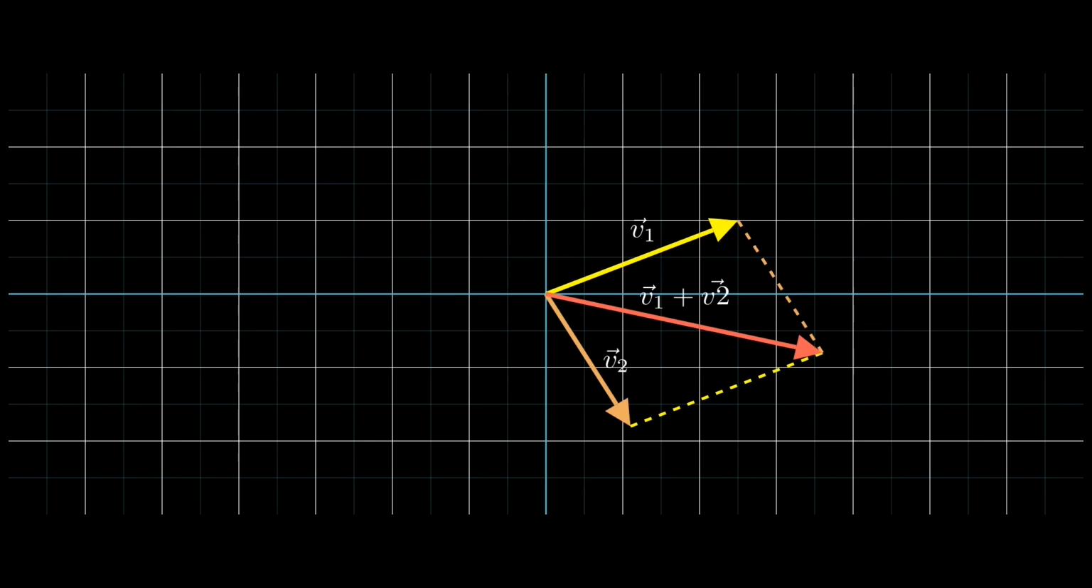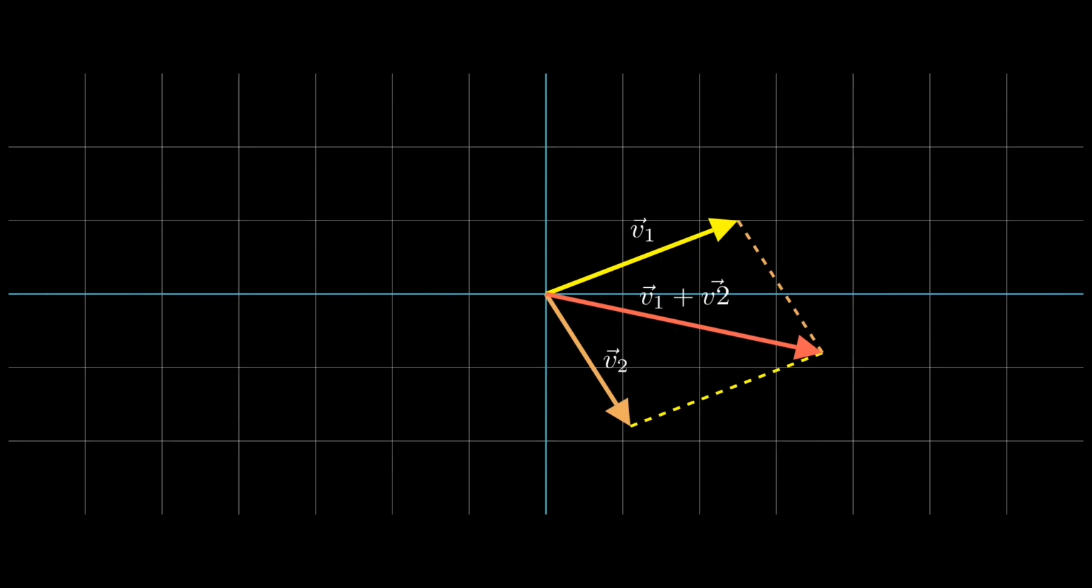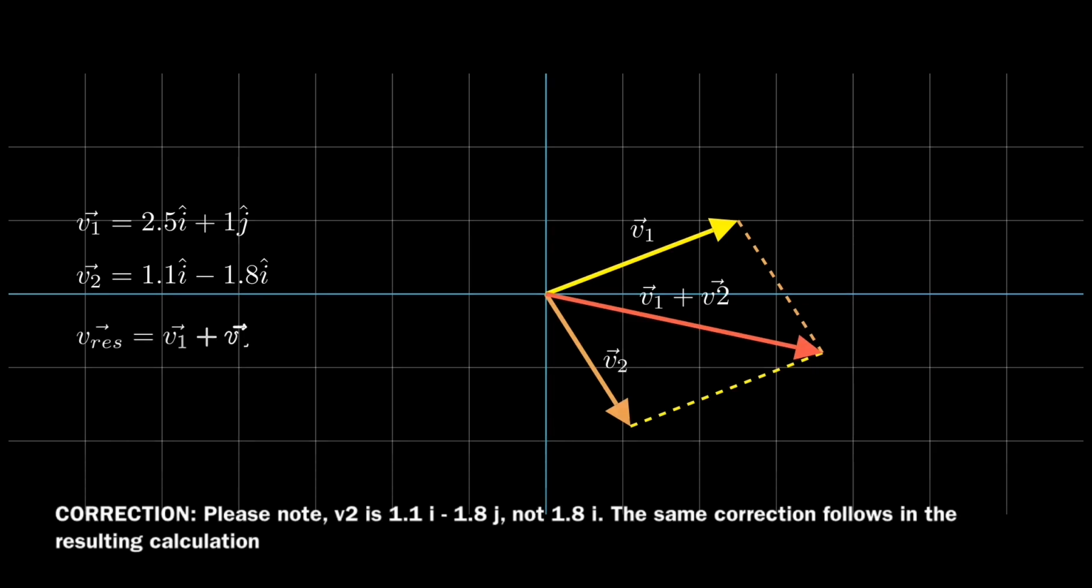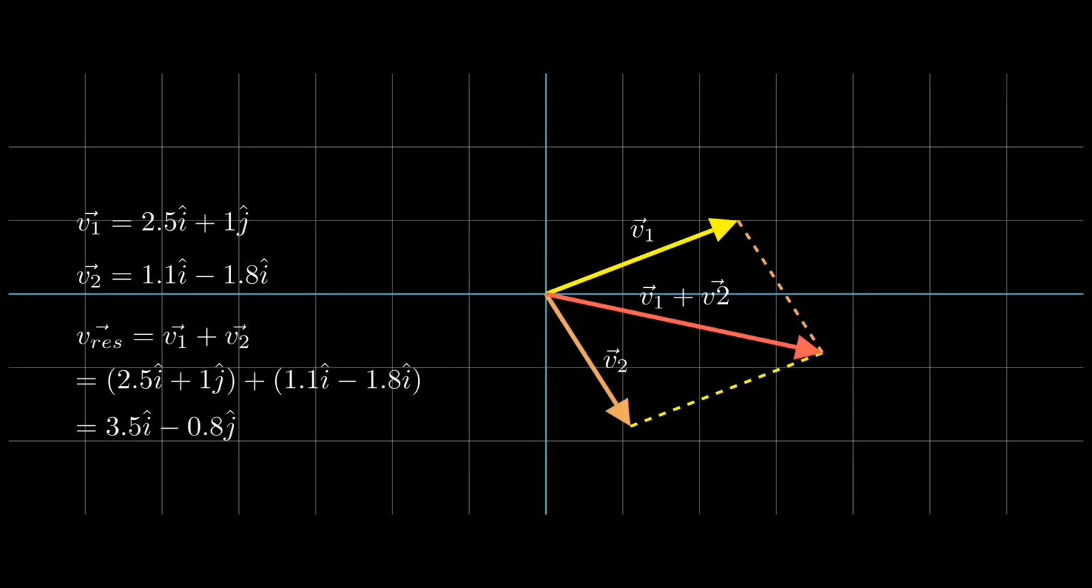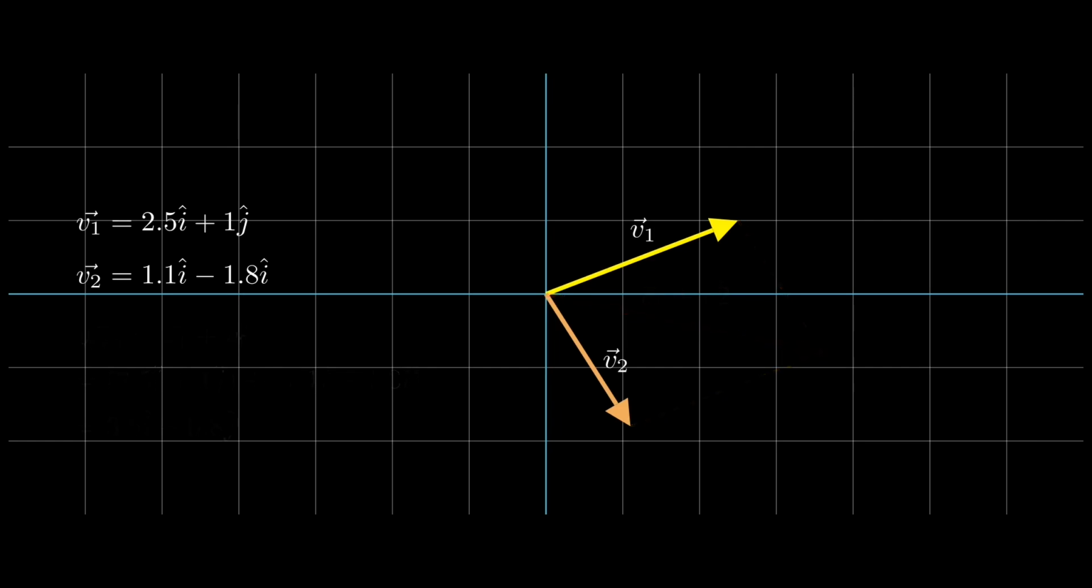Actually, let's try to see how this works using the idea of components. So say we have v1 equals 2.5 i hat plus 1 j hat and v2 equals 1.1 i hat minus 1.8 j hat. So the resultant vector is given as v1 plus v2, which equals 3.5 i hat minus 0.8 j hat. In a similar fashion, we can explore vector subtraction as well.